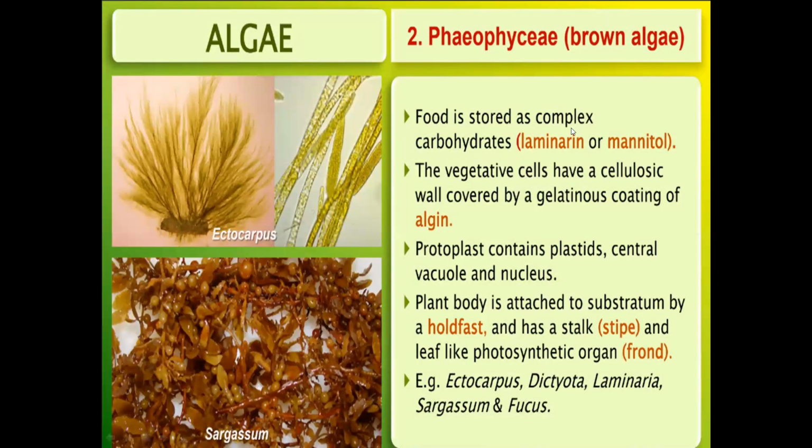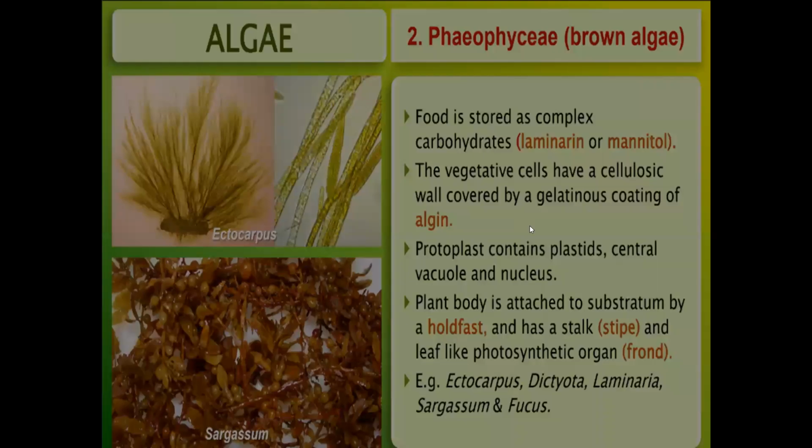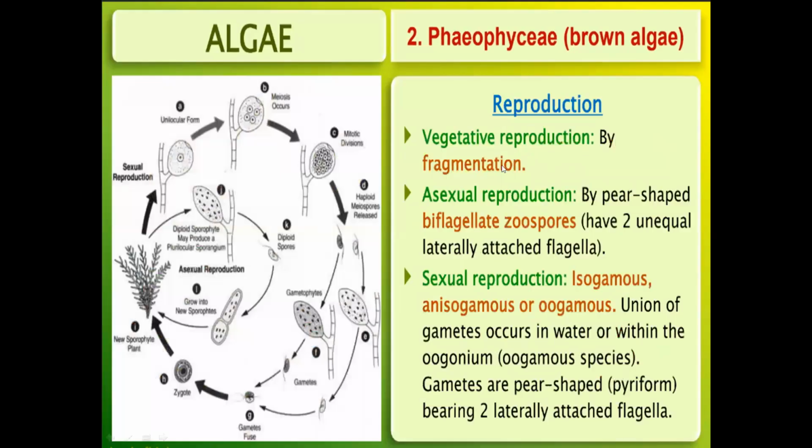Phaeophyceae, brown algae. Food is stored again, same. Reproduction: vegetative reproduction by fragmentation. Asexual reproduction by biflagellate zoospores. Bi means two, flagellate means having flagella. Zoospores can move. Two unequal, laterally attached flagella will be there. Okay, they have two flagella.